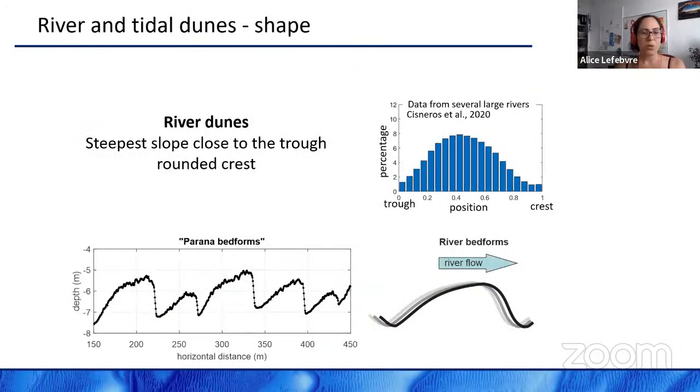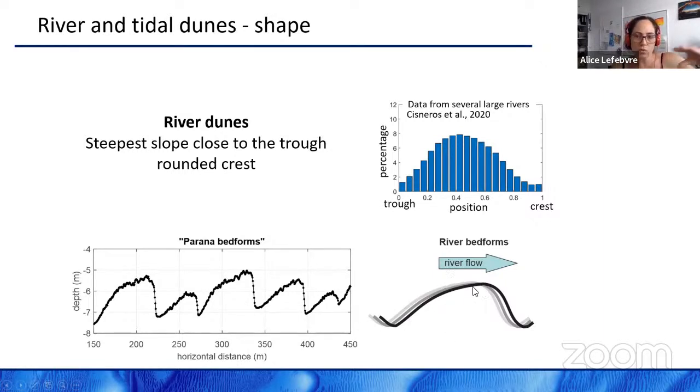One last thing that I would like to talk to you about, regarding the dunes, is the shape. And here I come back to the work that Julia Cisneros did two years ago in several large rivers, and she calculated the position of the steepest angle along the dunes. You can see an example here of the very well-known Parana bedforms. And what you can see directly looking at them, they have quite a flat crest. And what Julia calculated is that the steepest portion is situated here in the lower half of the bedform. And that makes sense, yeah?